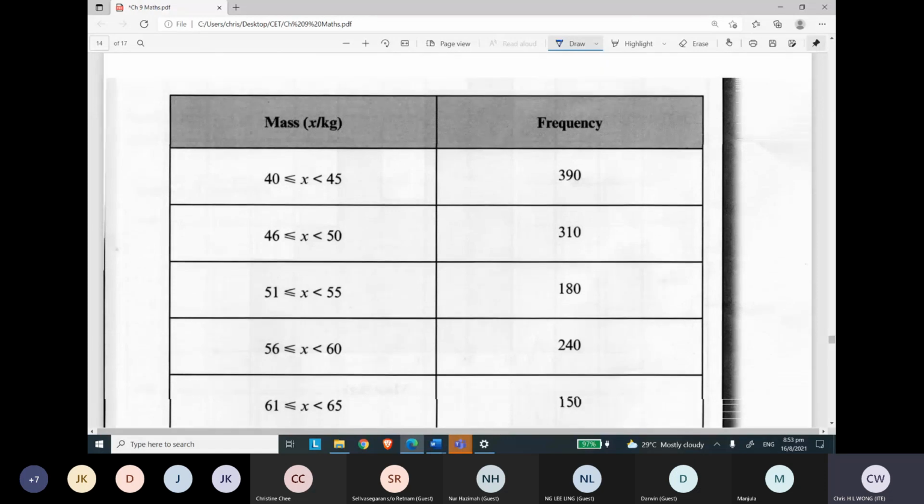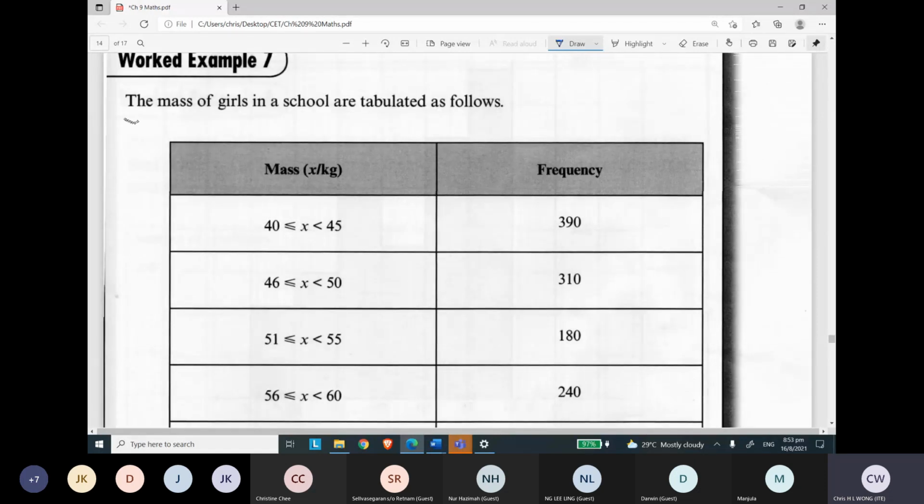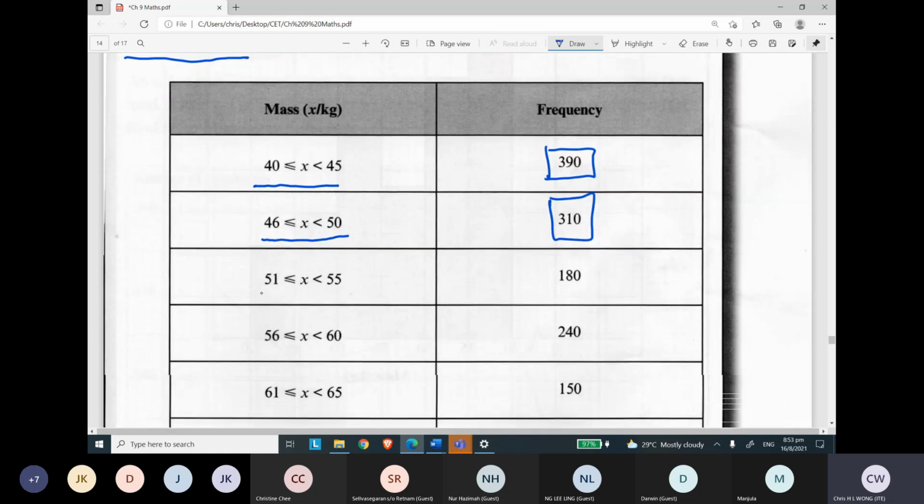Look at it. This diagram measures the weight of girls in a school. Those between 40 and 45, you have 390 students. Those between 46 and 50, you have 310. Those between 51 and 55, you have 180. So these are the groups. Again, this is a group, right? You notice that?